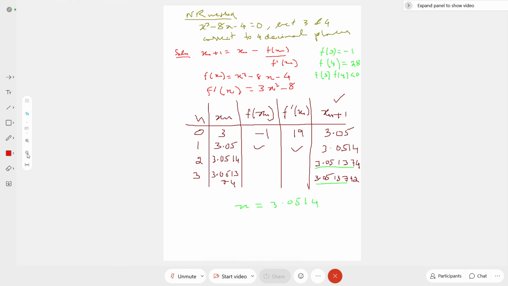Okay, so that's all for today. We will continue with the Newton-Raphson method again in the next class. I just wanted to show you very fast that this is an easier, shorter method.